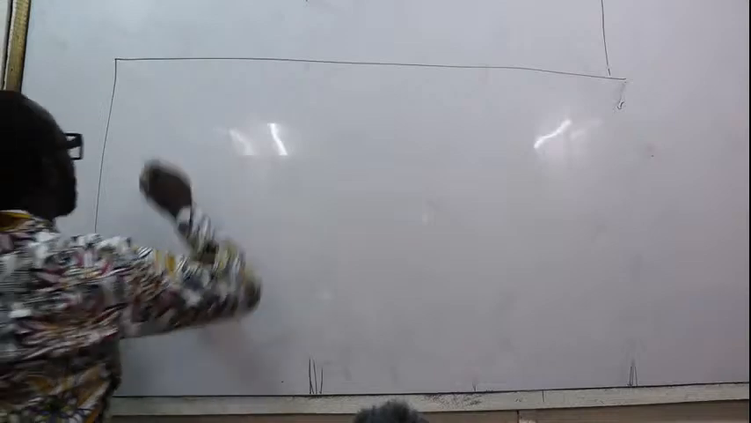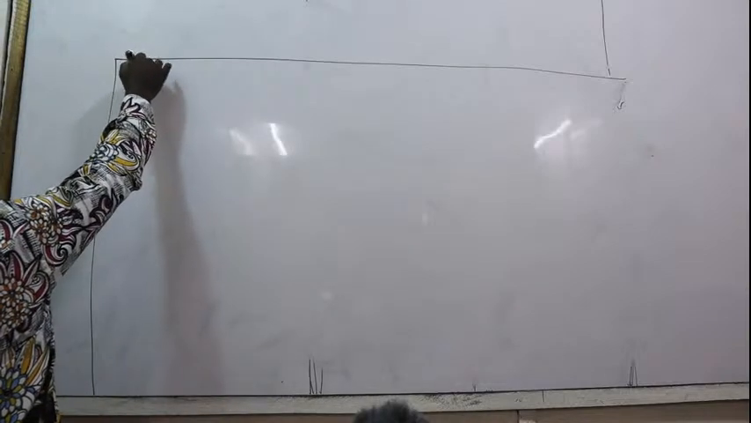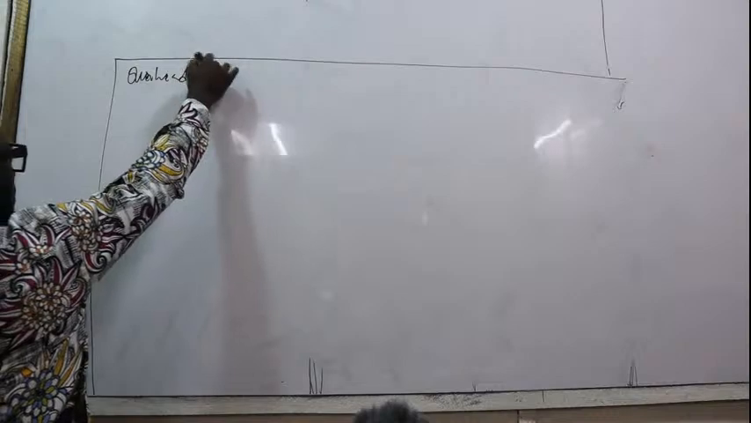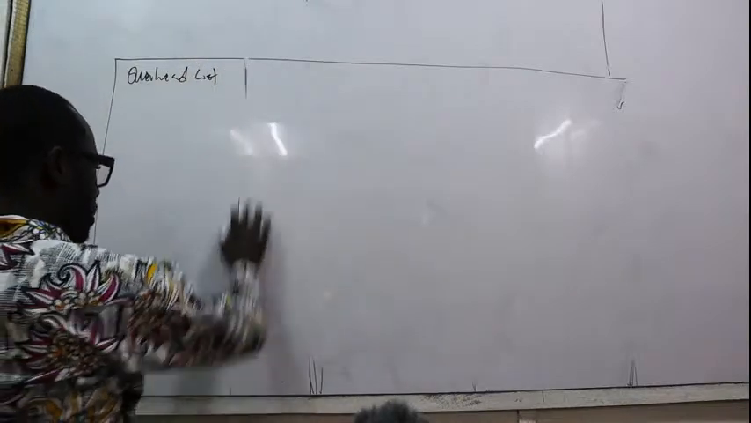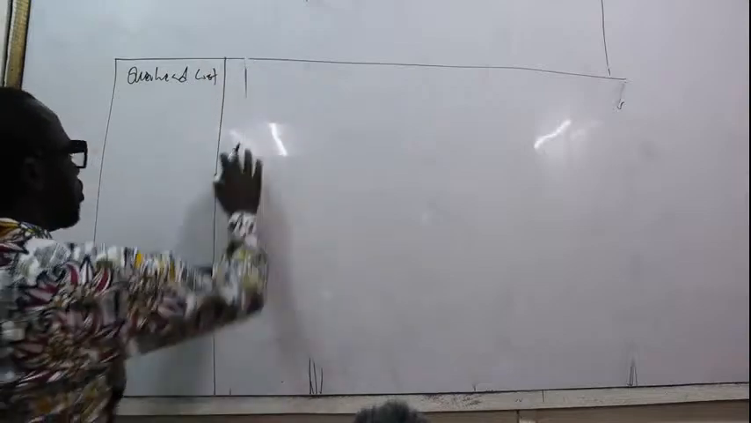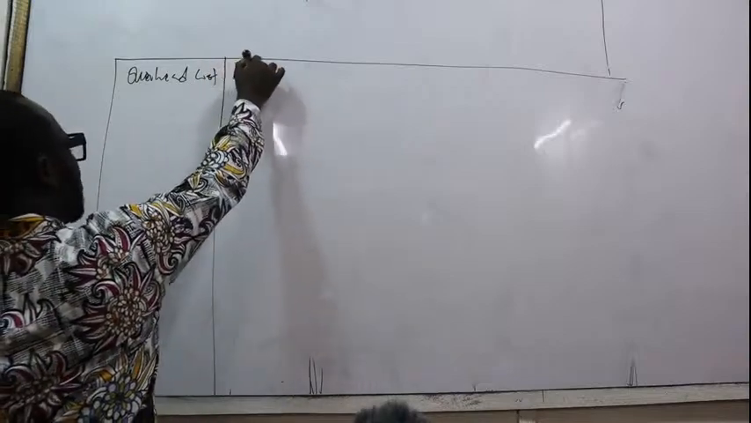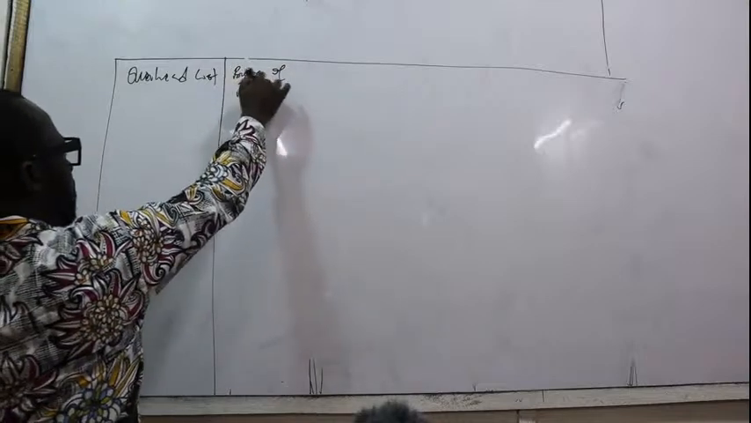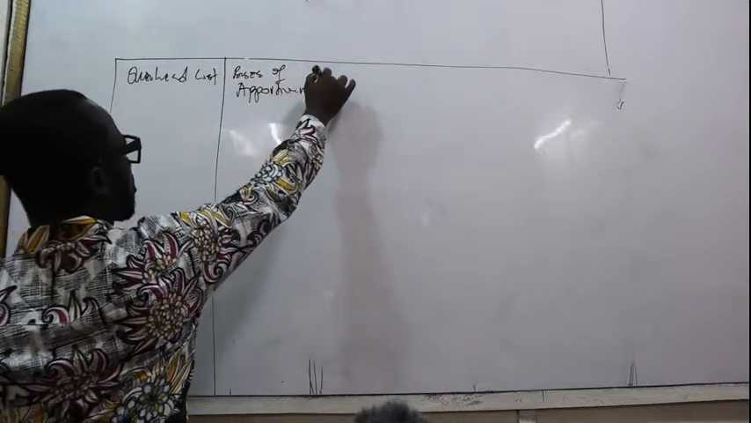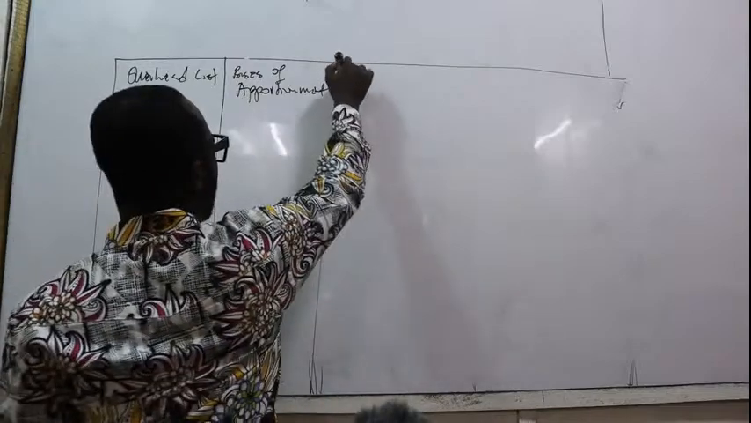So let's look at the pro forma of the overhead analysis sheet. Let's just keep it that way. So we could bring overhead cost here. Okay, then that's too big. Then we'll bring basis of apportionment. Then we're going to have the total here.